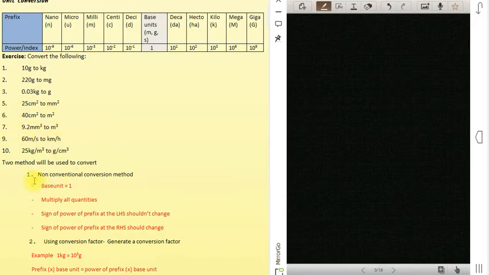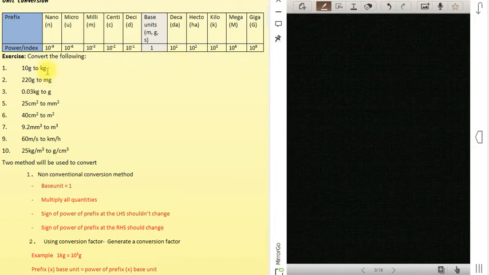Alright, one of the methods, like you have on the screen there, is what I call the non-conventional conversion method. Okay, in this method the base will be assigned a unit, or 1. Then we'll multiply all quantities through. We'll make sure that the sign of the power of the prefix on the left hand side remains the same, while the sign of the power of the prefix on the right hand side changes. For instance, if the power of the prefix on the right hand side is 10 to the power of 2, we'll make it 10 to the power of minus 2.